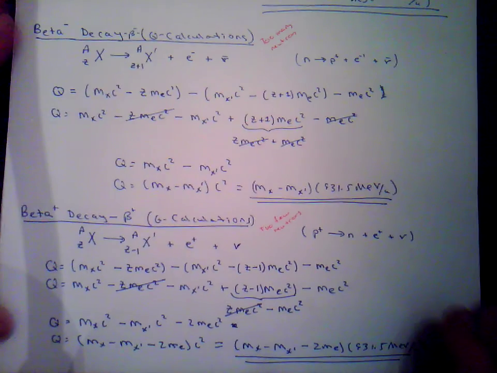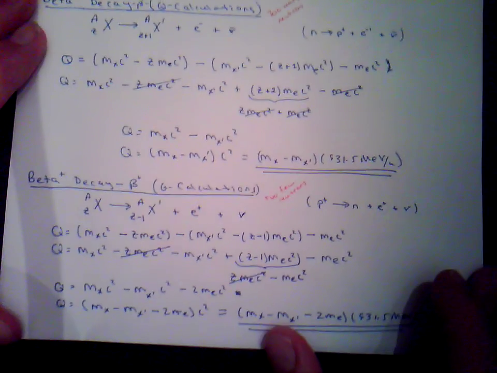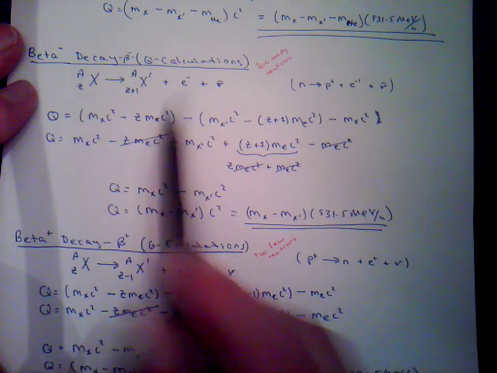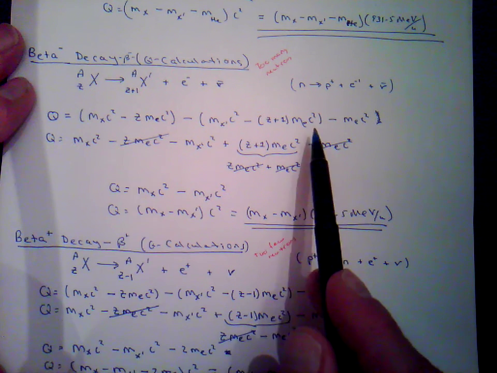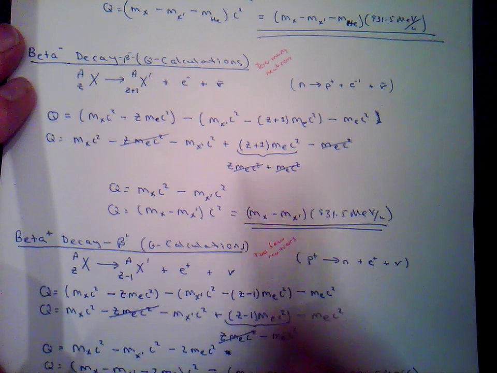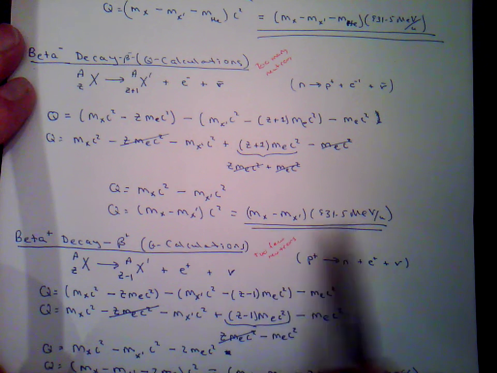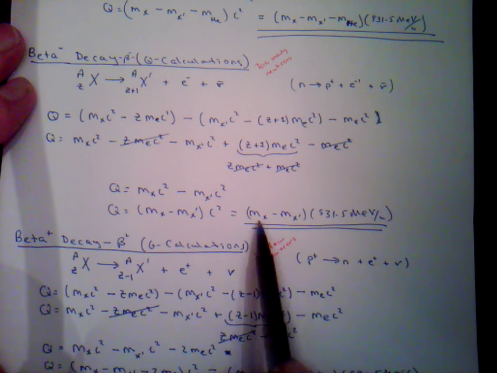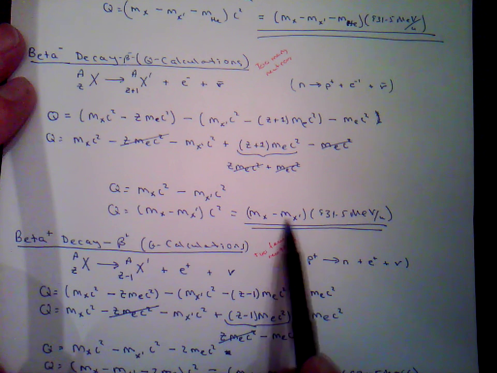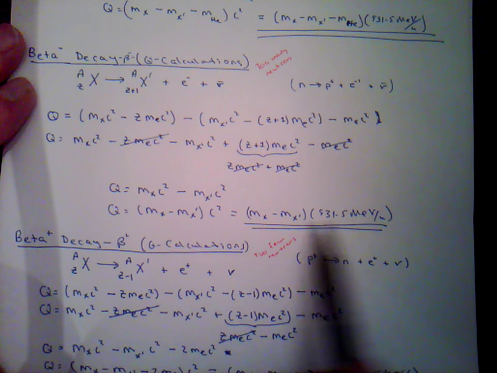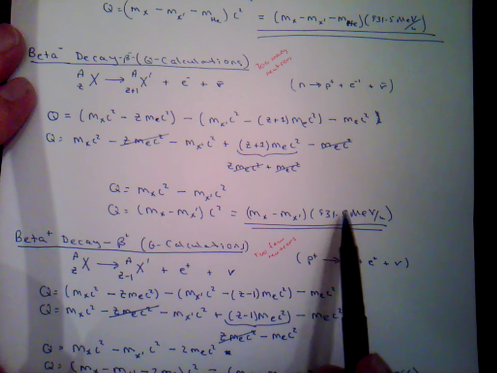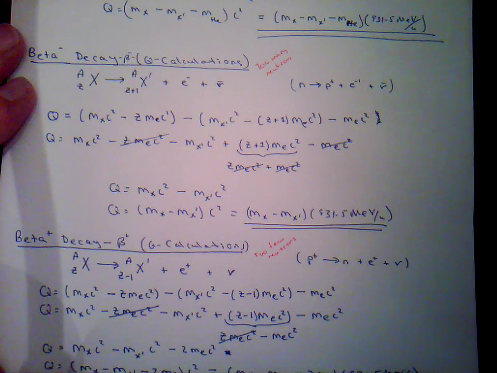And if we do a beta decay, a similar type of thing happens. We take into account the electrons at the beginning and electrons at the end, and notice these electrons cancel out. And notice what we have for that final equation. Simply the mass of the reactant, the parent nuclei, minus the mass of the daughter nuclei times that conversion between energy and atomic mass units.